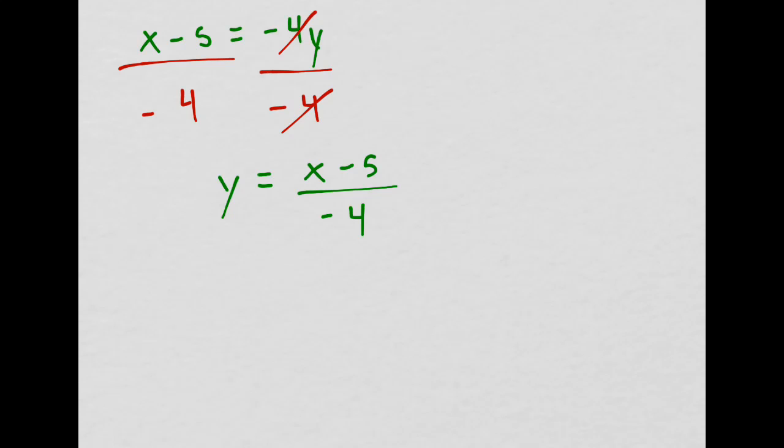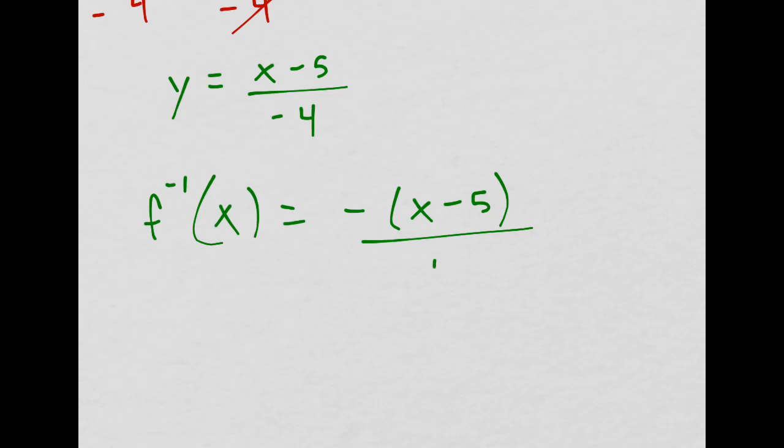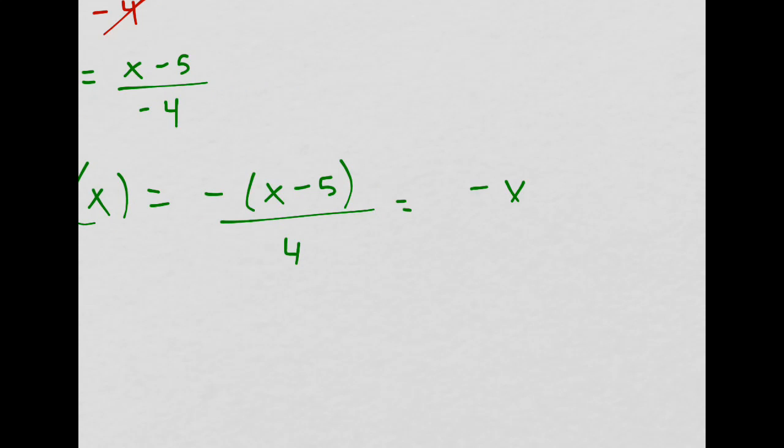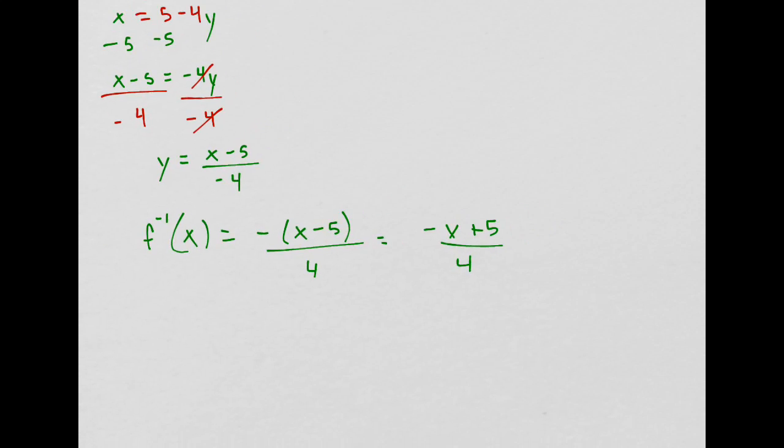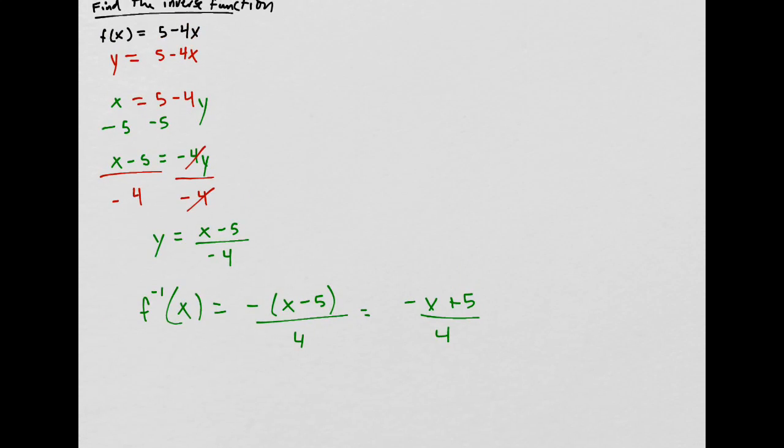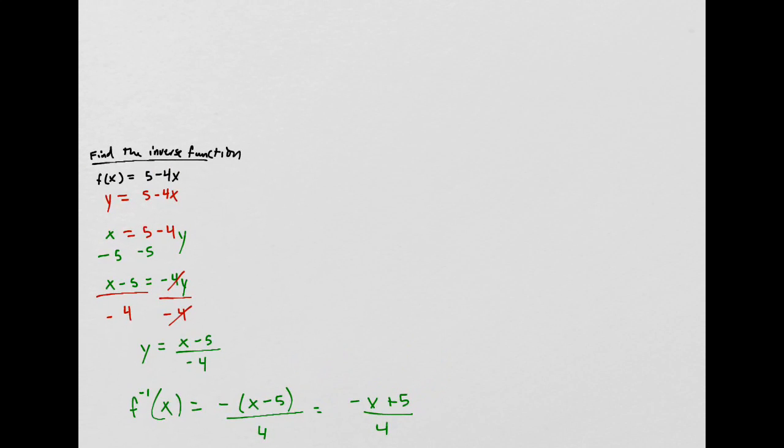I can rewrite that as f inverse of x. This is the inverse notation, remember? And I'm going to move the negative into the top. So you could have it like this, or you could have it like this. Those are the same thing. So I just found the inverse function. There you go. Switch and solve. That's all you're doing. It might be a little bit weirder if you had exponents. So I'm going to do something with exponents.